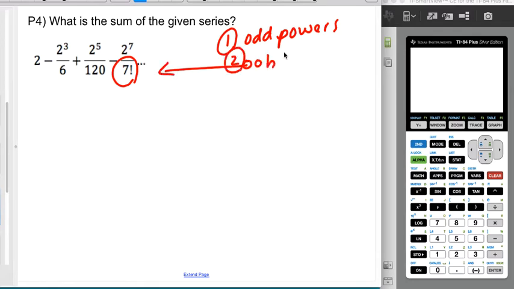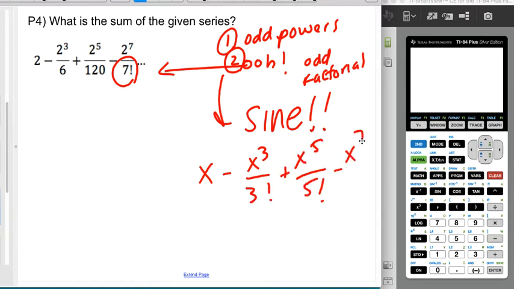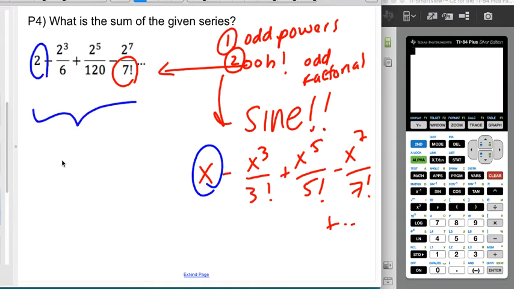Second thing I notice is, there's an odd factorial. So hopefully when you see this, your brain goes, oh, I bet it's sine. You know that sine is x minus x cubed over 3 factorial plus x to the 5th over 5 factorial minus x to the 7th over 7 factorial, dot, dot, dot. And you look at this and say, oh, that's this exact pattern except x is 2. So this thing is the sine of 2.